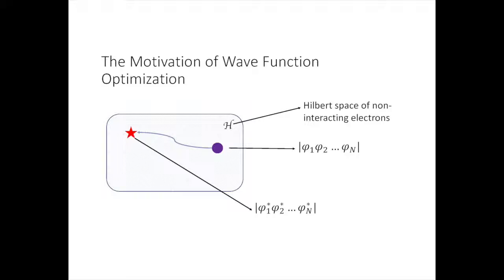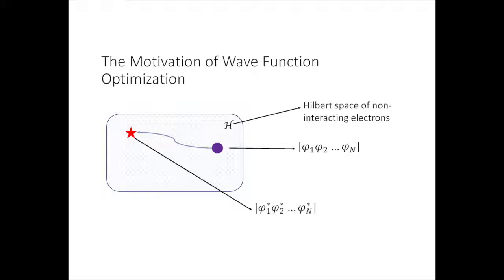And of course, in reality, we're not living in a world where electrons do not interact with each other. We're living in a world where electrons do interact with each other. So we use approximate wave functions. And in reality, it's very possible that you will never get to exactly the red star. But with a good wave function and good wave function optimization techniques, the hope is that you can get as close as you want to the red star.